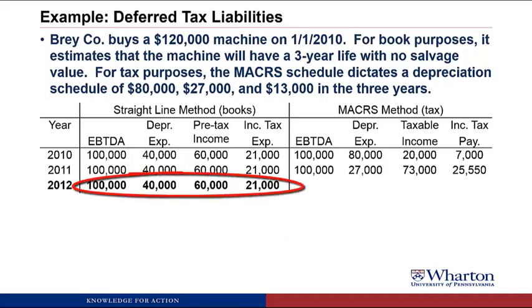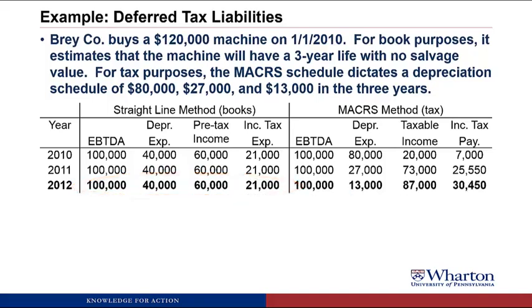Then in 2012, for the straight line method, we're going to again assume everything the same: earnings before taxes and depreciation, same depreciation expense because it's straight line, gives us the same pre-tax income, times 35% gives us that tax expense of 21,000. For the maker's method, we'll assume again the taxable income before depreciation and taxes is 100,000. Now the depreciation expense has dropped to 13,000 under the maker's schedule, which makes our taxable income rise to 87,000.